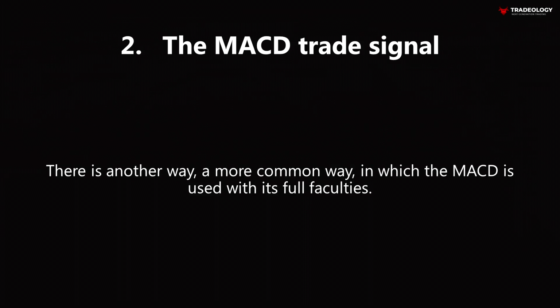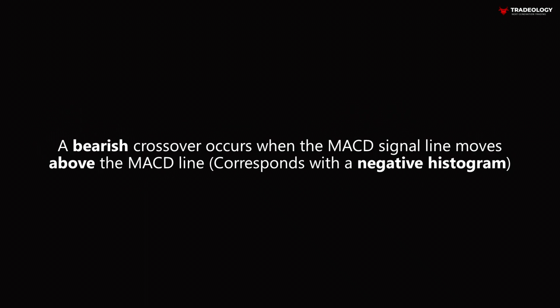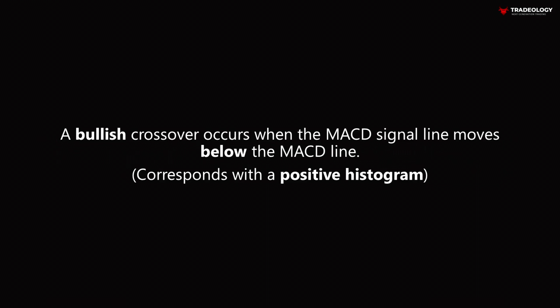Let's have a look at the MACD trade signal. There is another way, a more common way, in which the MACD is used with its full faculties. The MACD signal line, sometimes also known as the trigger line, is used to signal the start of a new trend or a trend reversal. There are two kinds of MACD signal line and MACD line crossover that you are looking for with this technique. A bearish crossover occurs when the MACD signal line moves above the MACD line, or it corresponds with a negative histogram. A bullish crossover occurs when the MACD signal line moves below the MACD line. This corresponds with a positive histogram.